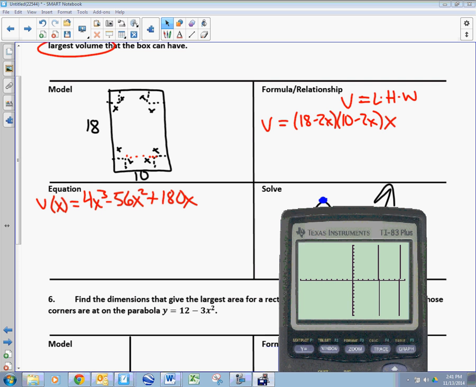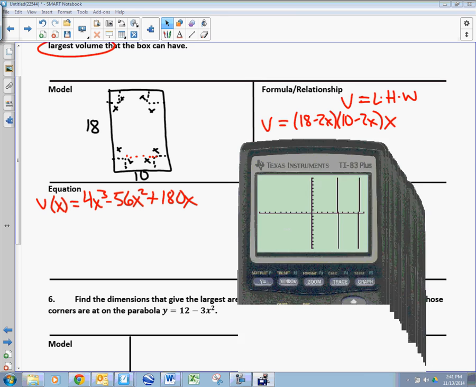That would give you 0. What do you want to cut off? 1. Let's say you cut off 1. Okay. Yeah, watch. Let's say we cut off 1. You would get 18 minus 2 is 16. 10 minus 2 is 8. 16 times 8 is 128. Times 1 is 128. So it looks like 128 would be one example of a volume we could come up with.